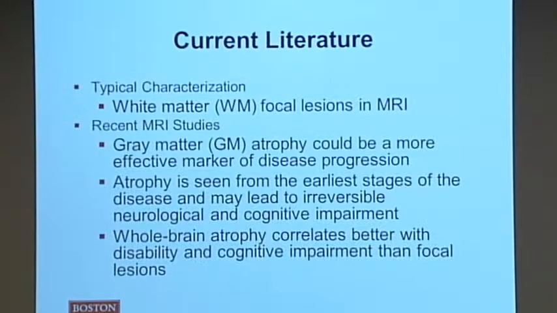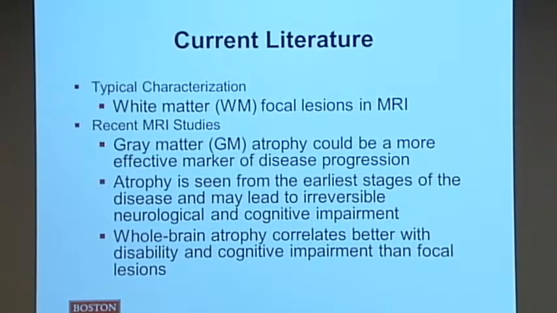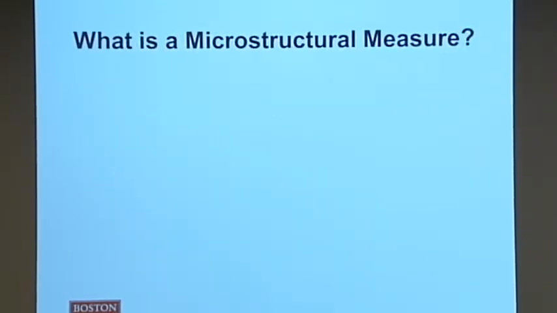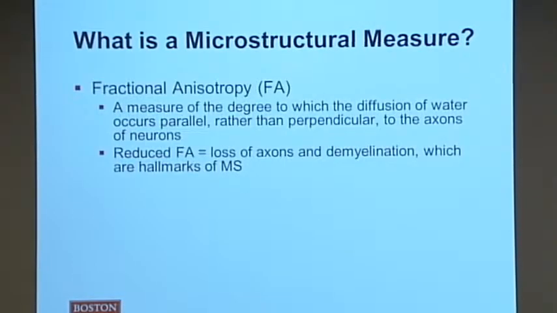But now there's a movement away from that, and instead of looking at the lesions, which come and go, looking at gray matter atrophy, which is a progressive process that happens over time and which ultimately leads to the neurodegeneration, which is the main issue in multiple sclerosis. So they're suggesting that gray matter changes are able to be seen early on, and also importantly, another study found that it correlates better with disability and cognitive impairment than the focal lesions themselves, suggesting atrophy as a better measure.